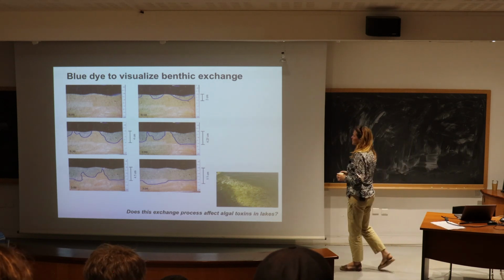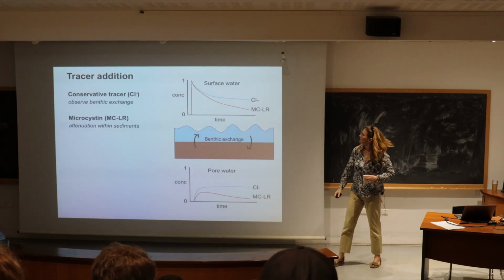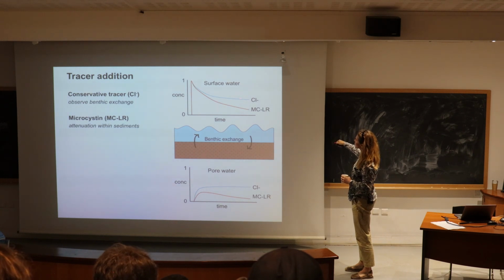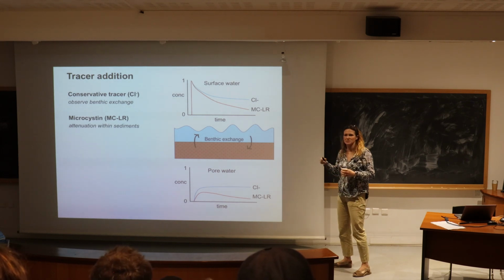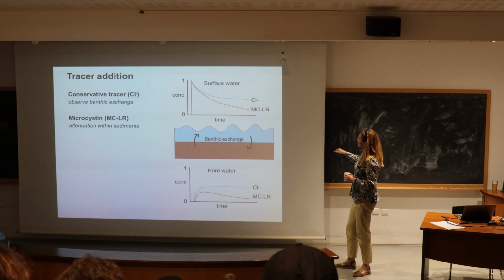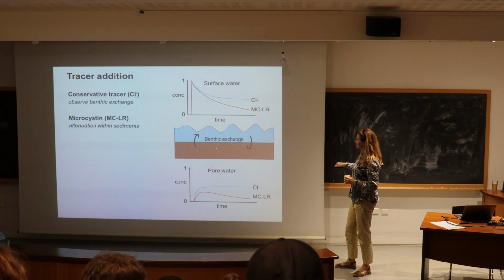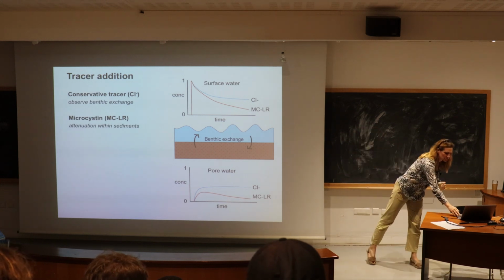And we looked at what happens to an algal toxin when we add it to the lake. And so what happens when we introduce the algal toxin with a conservative tracer, chloride? Initially the chloride drops and then levels off once a sort of equilibrium mixing is achieved. But the microcystin, which is our algal toxin, keeps dropping due to degradation in the sediment. And the pore water profile will look something like this if degradation is happening. So did we see that?